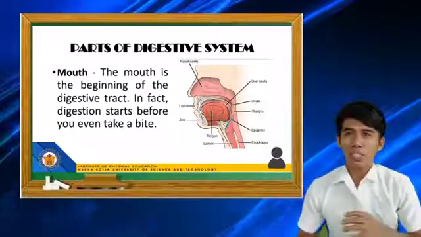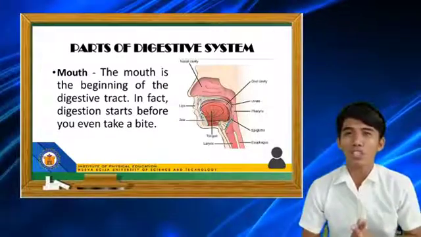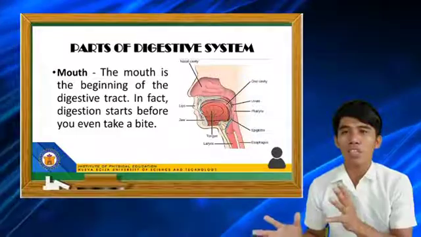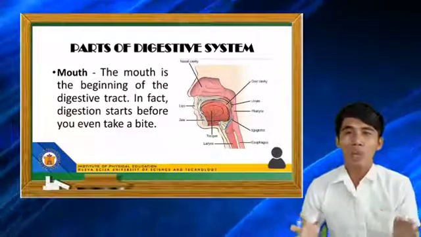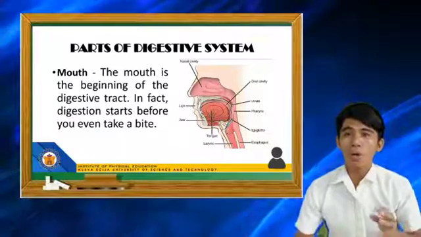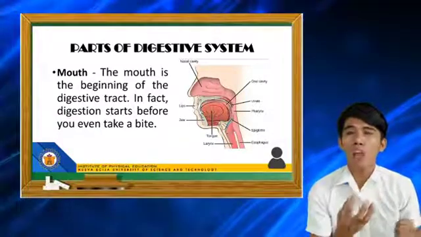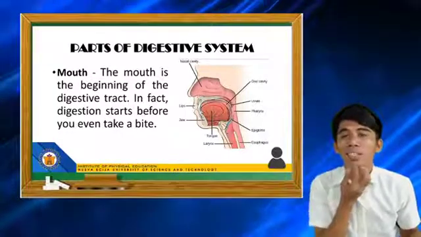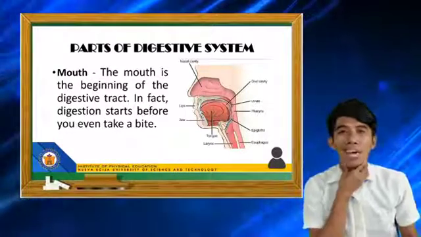The mouth has the same function as the stomach. They are both responsible for the storage of food as it is waiting to be digested. When we swallow, our tongue pushes the food into our throat.